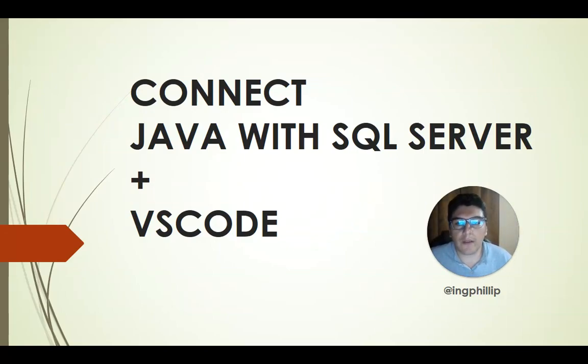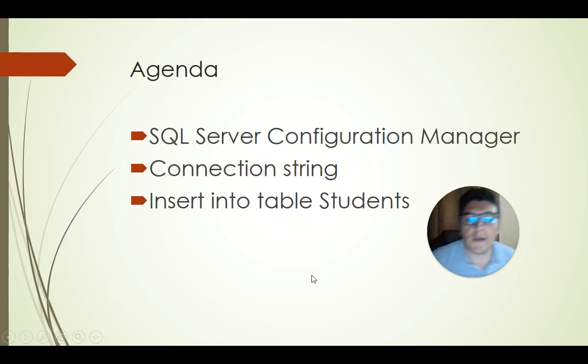In this video, we have to work with Java and SQL Server to connect the application with the SQL Server database using Visual Studio Code. It's important to remember that the connection requires different configuration and settings on your local machine. In this presentation, we can see some of the configuration that you need for this objective.